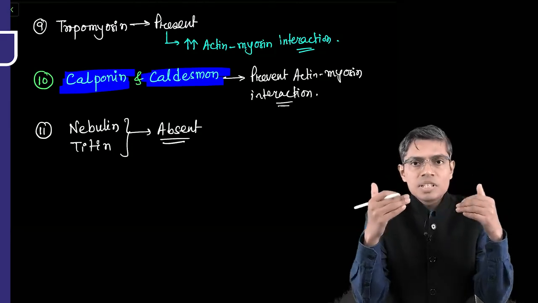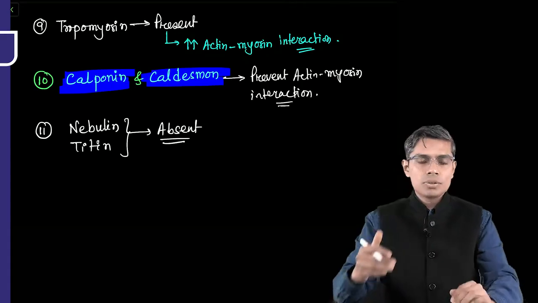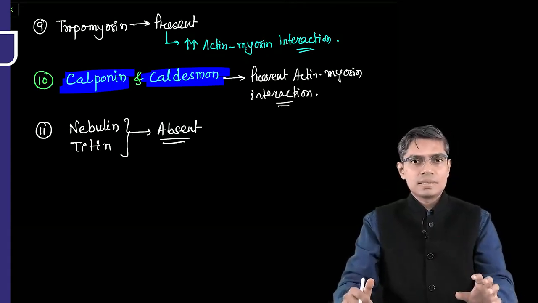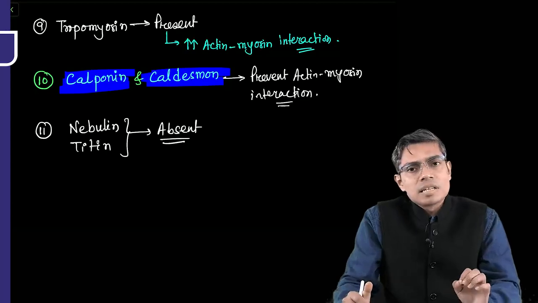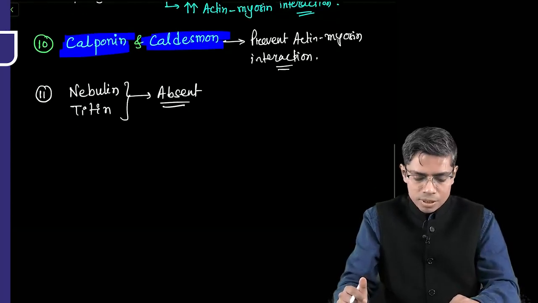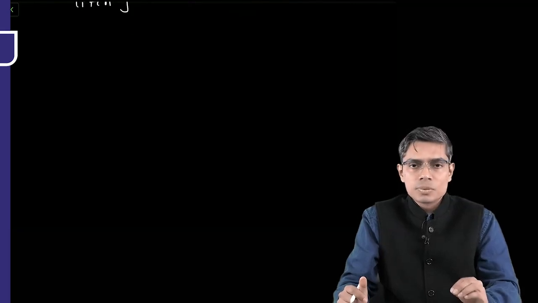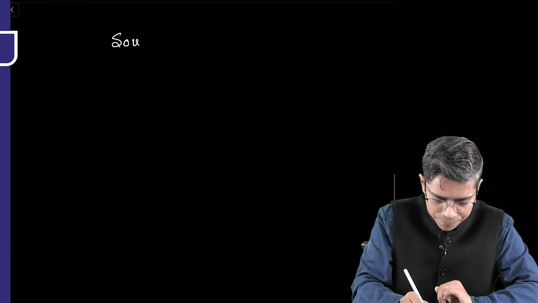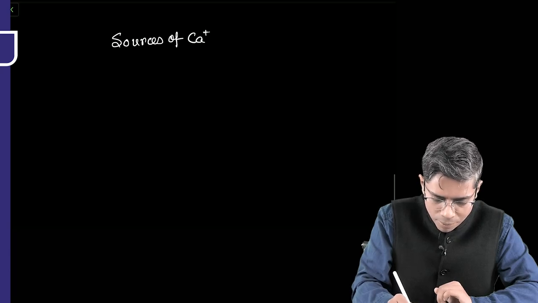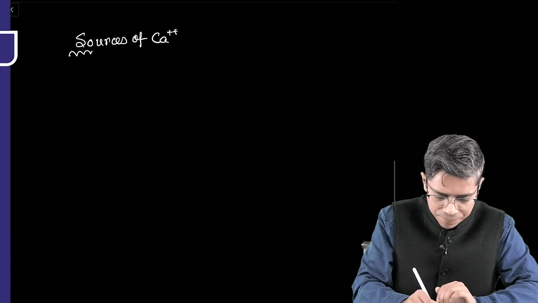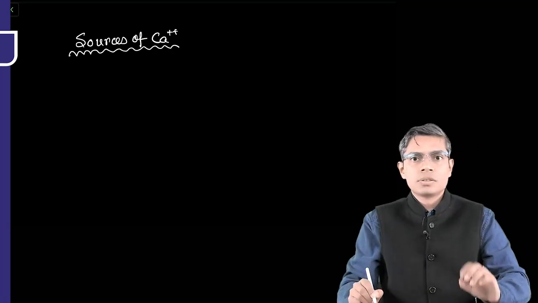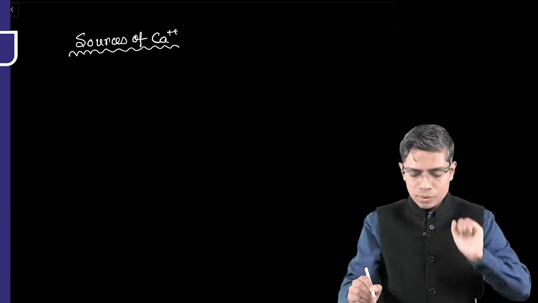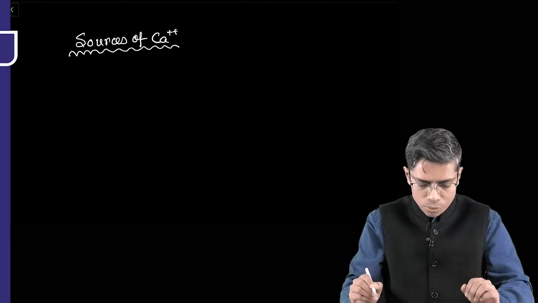Now, apart from these features, there are also differences in the mechanism of contraction in smooth muscle. So now we are going to understand the mechanism of smooth muscle contraction, but before that we have to understand the sources of calcium for smooth muscle contraction, right? Skeletal muscle we know, cardiac muscle we know. What about smooth muscle? What is the source?